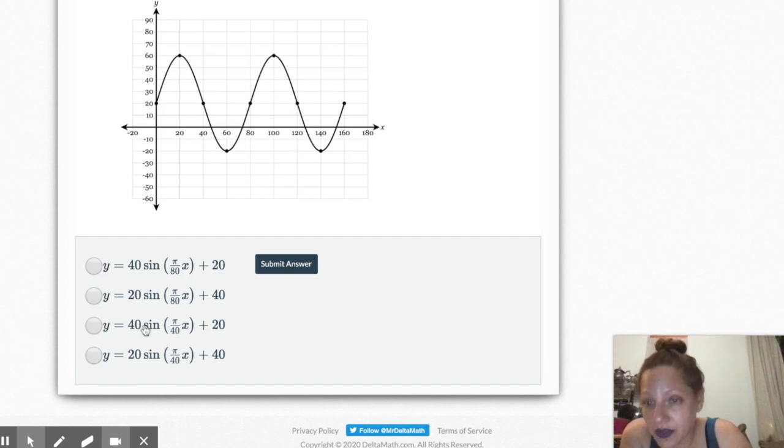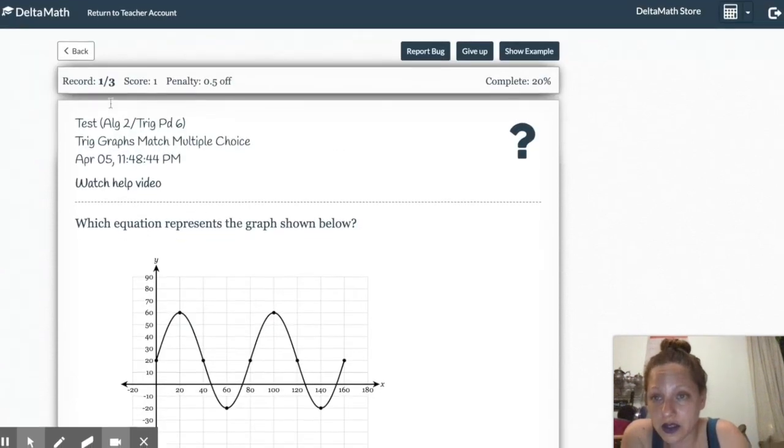Oh, they're the same. They're both sine, so we know it starts at the midline, so that's sine. But the period is different. So I trace 1 full cycle, up, down, and back to where I started, and that's at 80. So 2 pi over 80 simplifies to pi over 40, and that's how you would choose your answers.